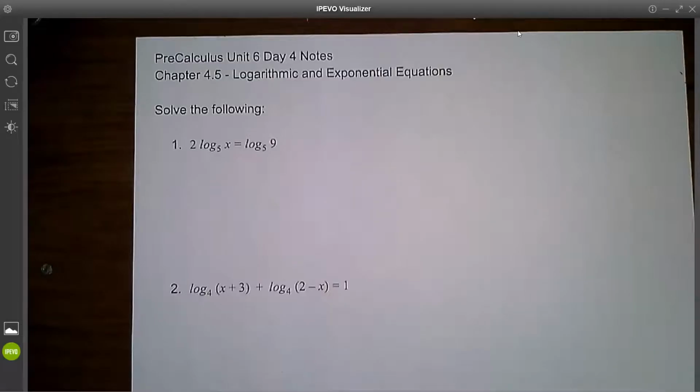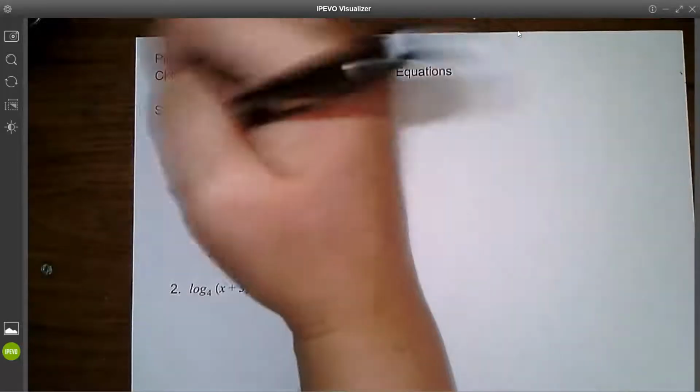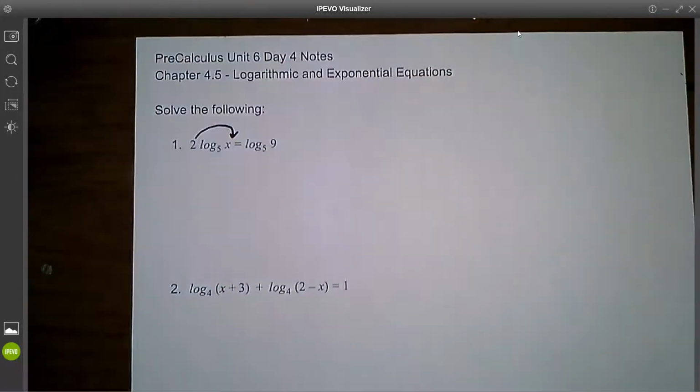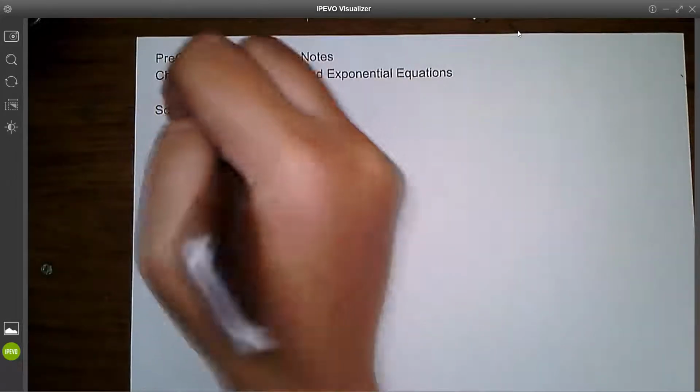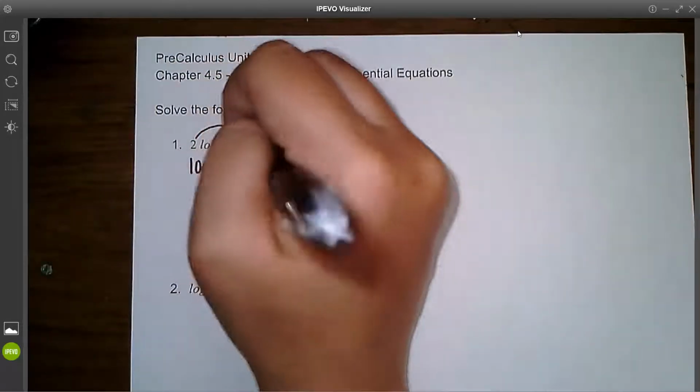Converting logs, chapter 4.5. Whenever you have a log of the same base equals a log of the same base, you want to condense it so that you just have the log of something equals the log of something. And then you can cancel out your logs and solve the something. So here I'm going to use the power rule, and I'm going to bring that 2 up as an exponent to x. So I have log base 5 of x squared equals log base 5 of 9.